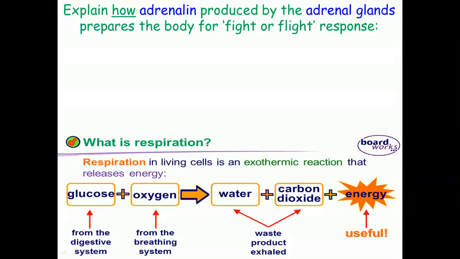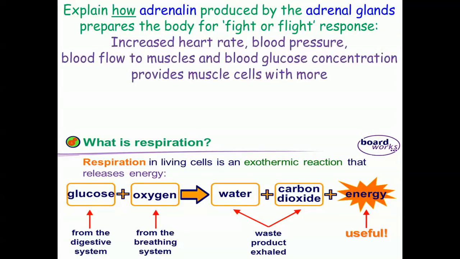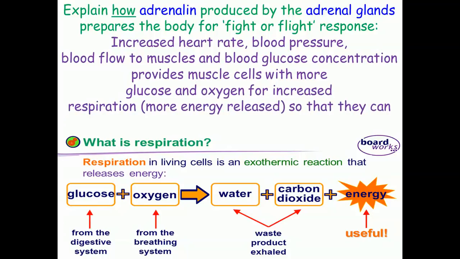So using the spec, explain how adrenaline produced by the adrenal glands prepares the body for fight or flight response. Effectively, what adrenaline does is it increases the heart rate, blood pressure, blood flow to muscles, and blood glucose concentration. And this means it provides muscle cells with more glucose and oxygen. And because muscle cells get more glucose and oxygen, they can increase the amount of respiration they do. Therefore, more energy is released.